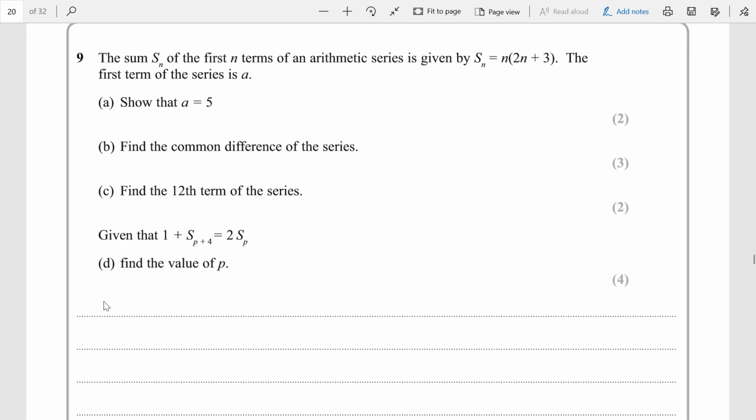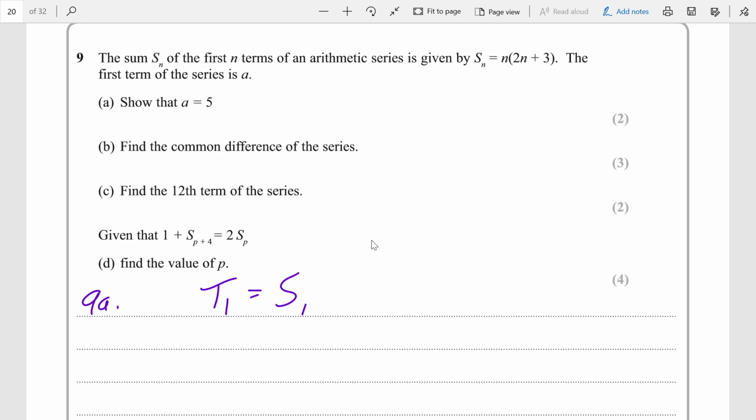Okay, so firstly, it would be best to state the obvious here, the fact that the first term will be equal to the sum of the first one terms, because if you think about the numbers involved in adding up just the first one term.